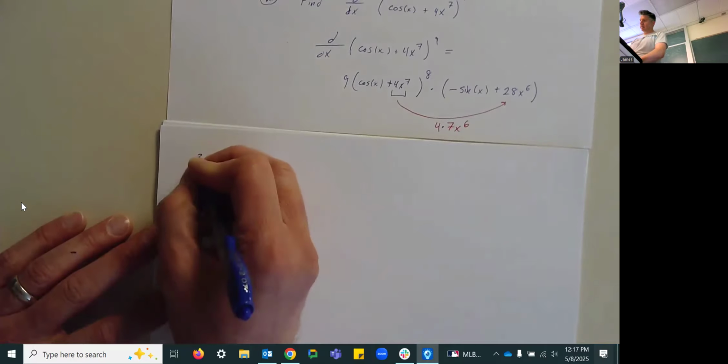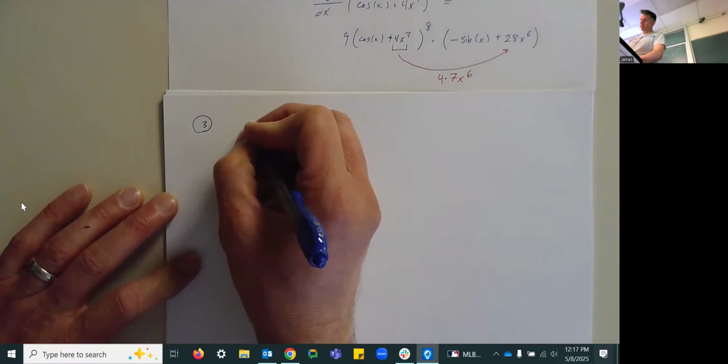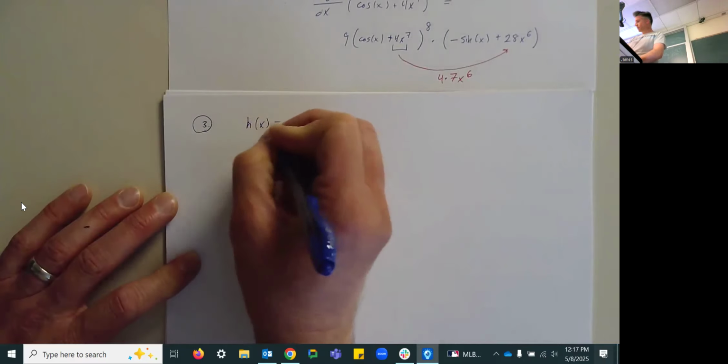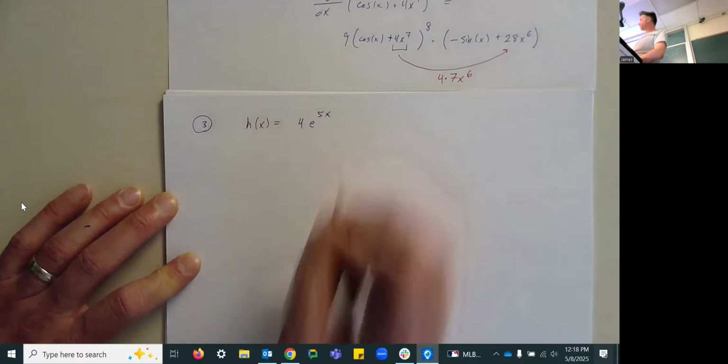Some slightly simpler examples in some sense. Let's say our function is h of x equal to 4e to the 5x.